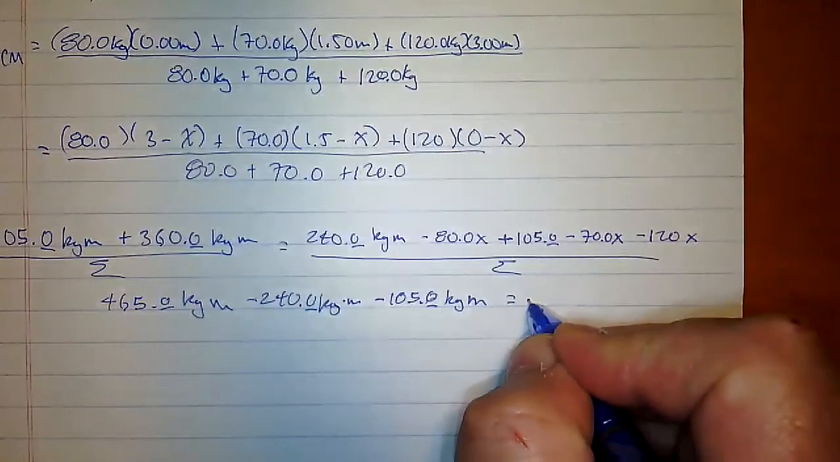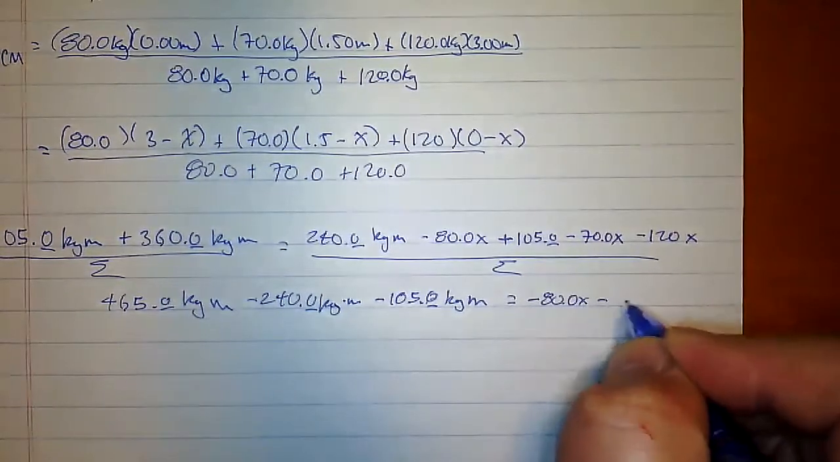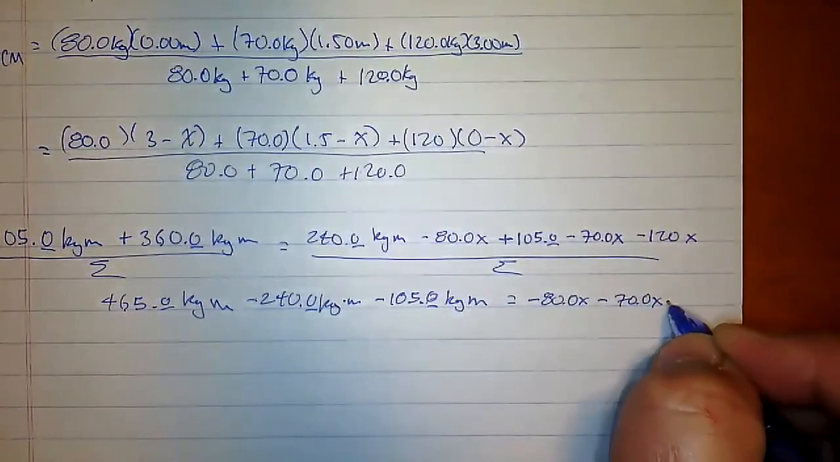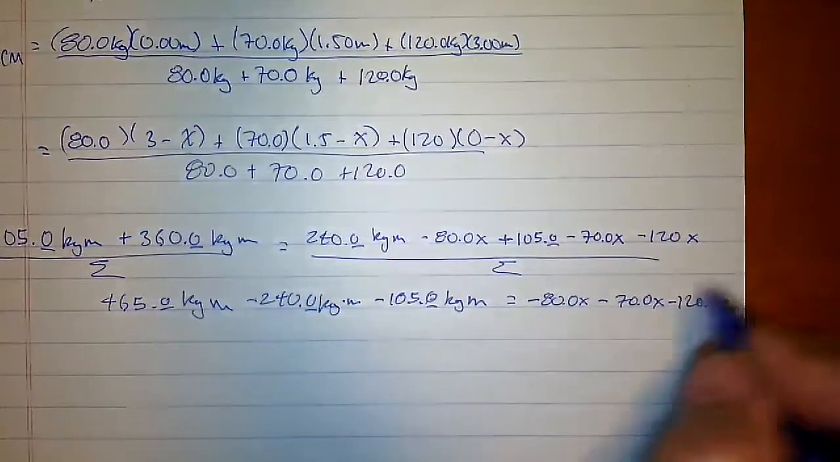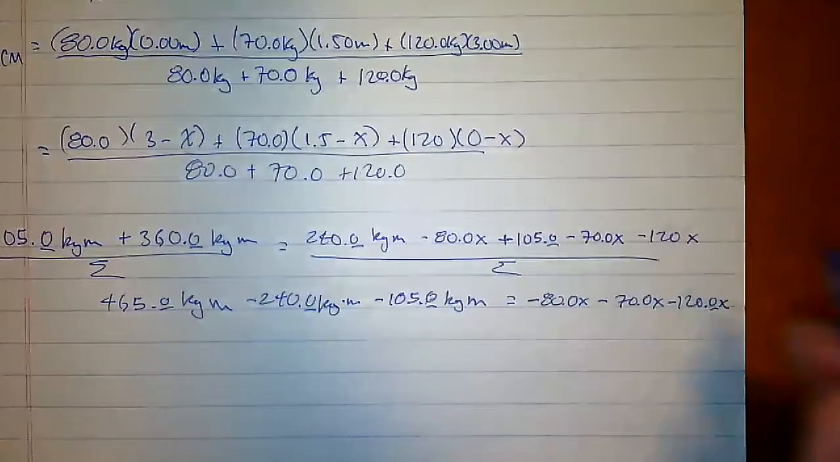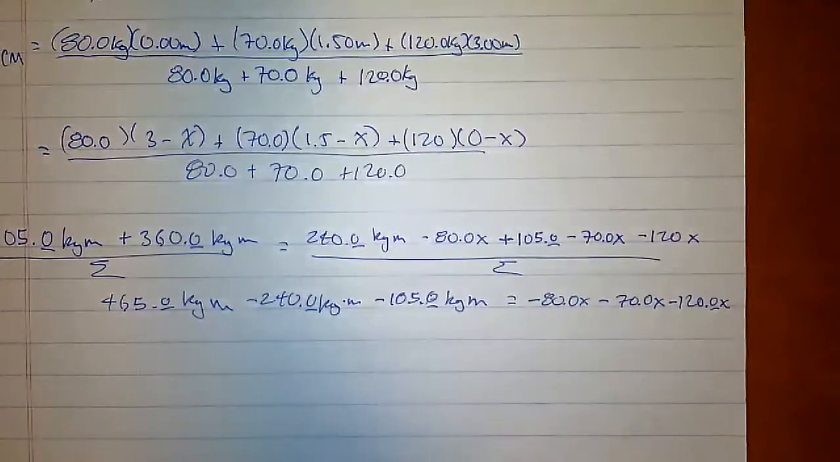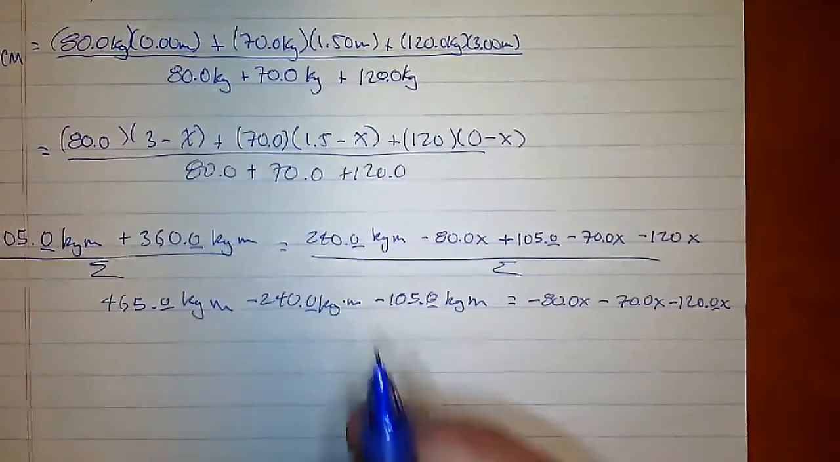So on this side, I'll get negative 80.0x minus 70.0x minus 120.0x again. In this case, remember, you can see now that I'm adding up those masses anyway. So that's what I meant by algebraically speaking. I'm still going to have to do it. Now, if I take 465 minus 240, that should give me 225, and then minus 105, that should be 120. But I'm going to double check with my calculator to make sure I don't make any careless mistakes. 465 minus 240 minus 105. That gives me 120 kilogram meters.